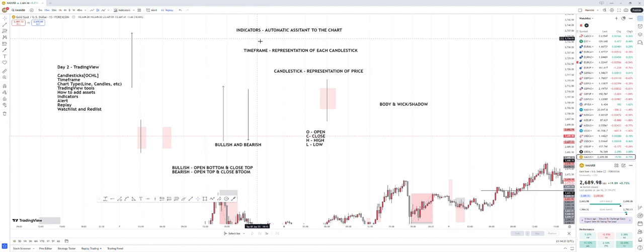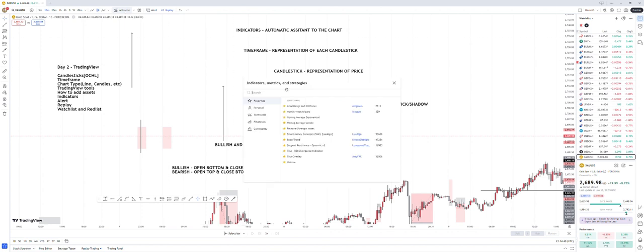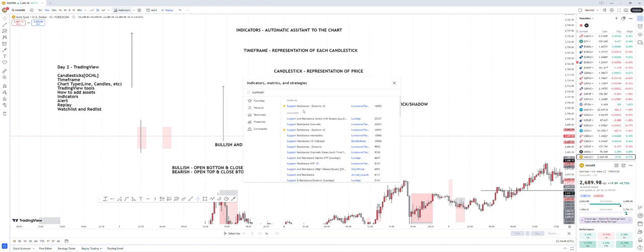Let's say you want to draw a support zone or a resistance zone or a supply zone or a demand zone or a trend line, or a long position. Basically anything you want to draw, an order block or anything, you can find indicators over here. When you click on indicators, you can just search for the indicator you want to use. Let's say we need an indicator to automatically draw support and resistance for us.